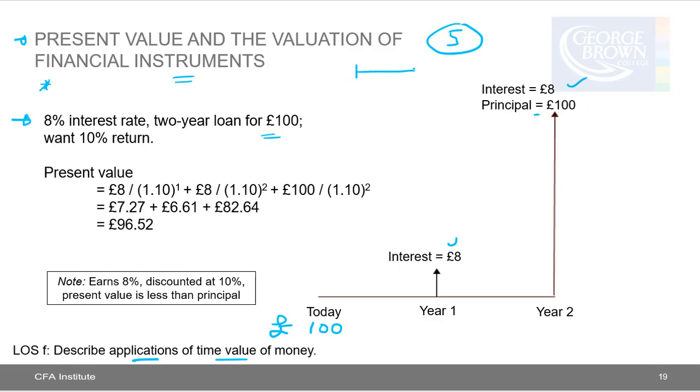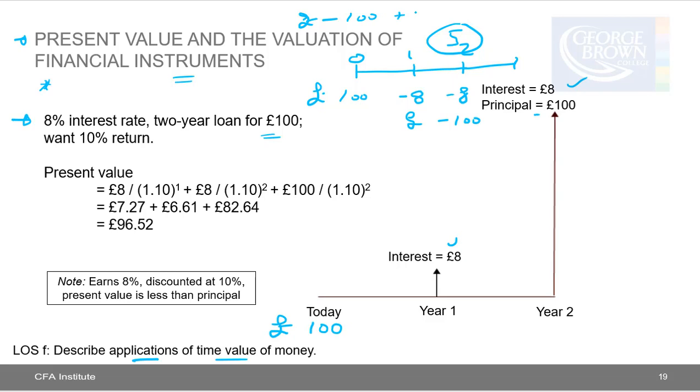So again, if I drew a little timeline from the point of view of the person borrowing the money, they would have £100 at time 0. And then at the end of year 1, they would pay £8 in interest. And at the end of year 2, they would pay the £8 in interest, plus they're going to pay back the initial £100. Now, from the point of view of the lender, the signs are just going to be the opposite. They would have a negative £100 at the beginning of the loan.